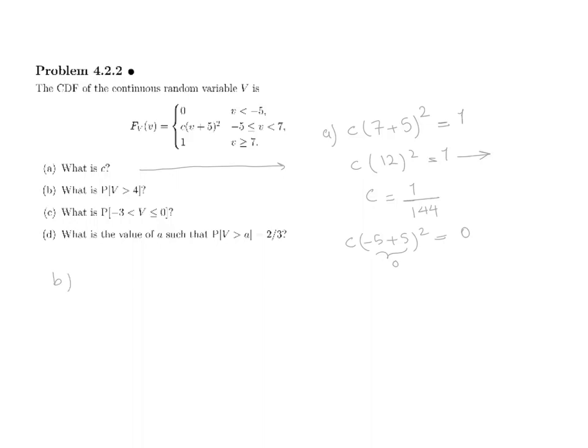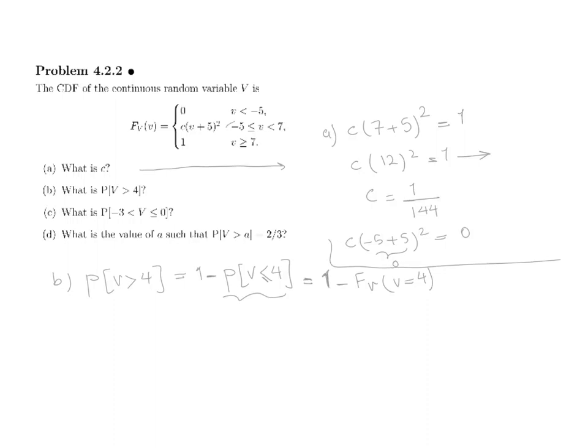For part B, it asks what is the probability of V greater than 4? We can rewrite this probability as 1 minus the probability of V less than or equal to 4. And we know that this is the definition of the CDF of V when it is equal to 4. So it's 1 minus F of V when V is equal 4.